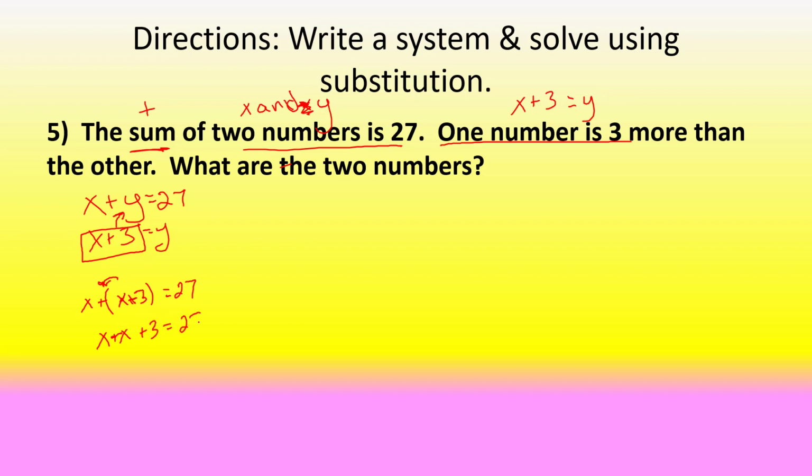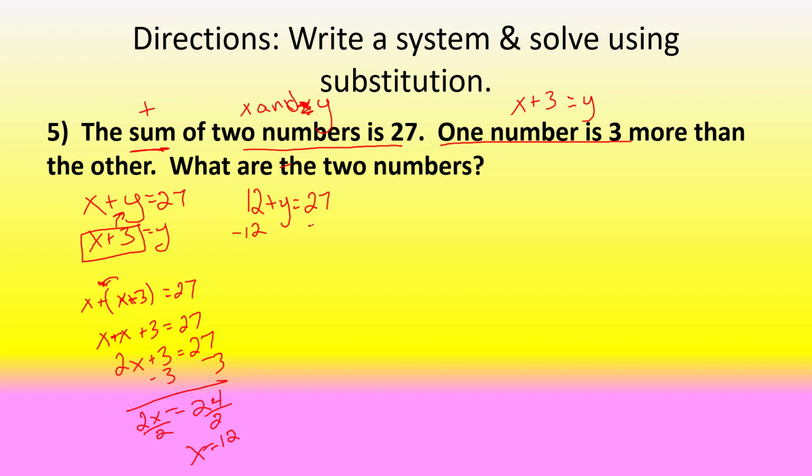3 equals 27. So x plus x is 2x plus 3 equals 27. And we'll subtract 3. So 24 is equal to 2x. We'll divide by 2. And x is equal to 12. Now again, it doesn't matter which equation we plug this into. 12 plus y is equal to 27. So we subtract 12. And we get a y value of 15. So our solution.